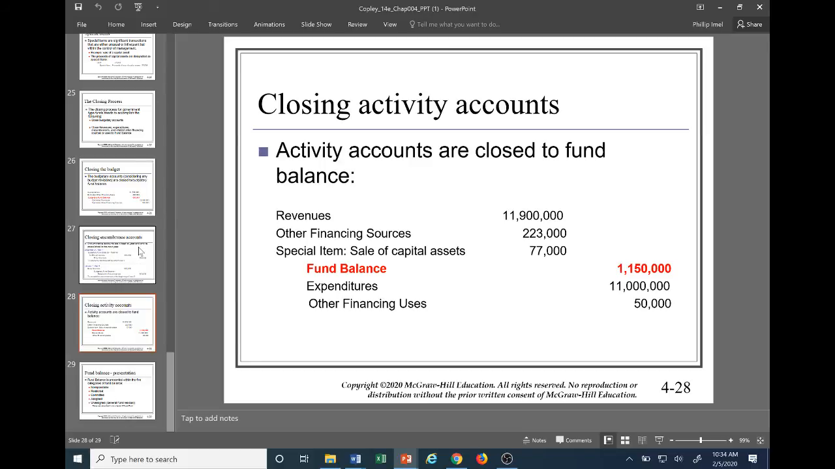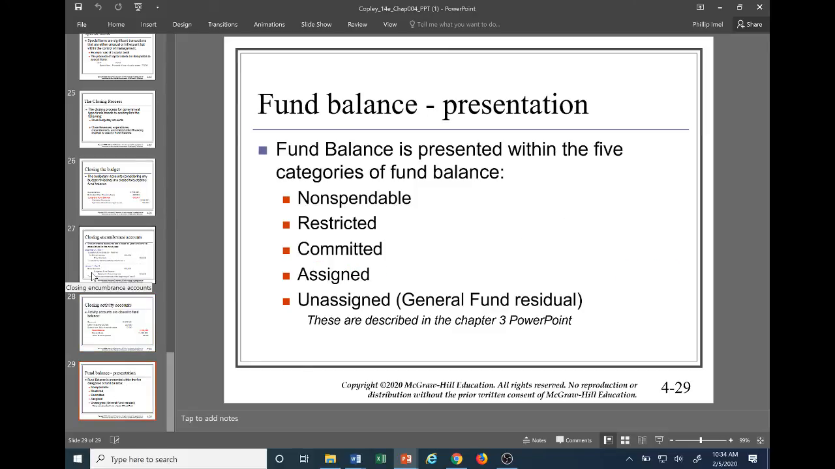Not bad. So what do we have to close? What accounts do we have to close at year end? We have to close all budgetary accounts, and then the activity accounts. That's it. And obviously the fund balance, we know we were just closing to the fund balance.